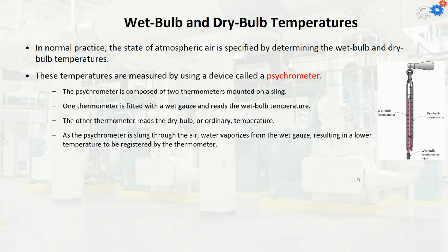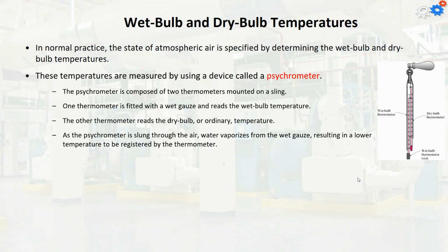The other thermometer is going to be the dry bulb, and it's going to read the ordinary temperature we know, like everything you have with the normal devices around you, including the electronic thermometer or even the glass and liquid thermometer. As the sling psychrometer goes through the air, the water will vaporize from the wet gauze, resulting in a lower temperature being registered by the thermometer.